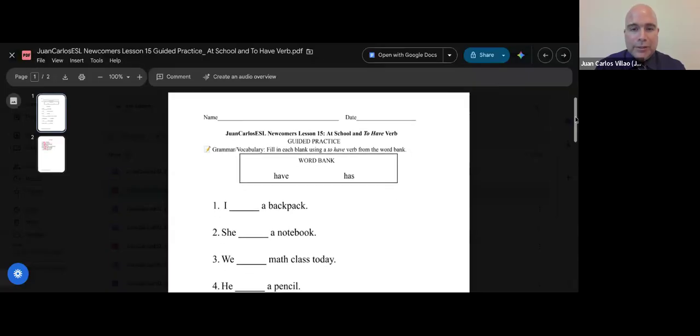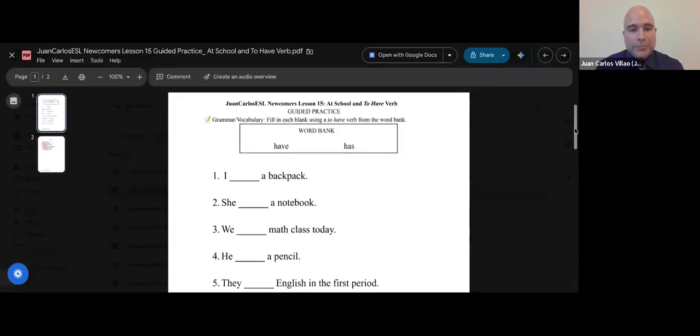So this is JuanCarlosESL, lesson Newcomers, lesson 15, at school and to have verb, guided practice. So this includes both grammar and vocabulary. Fill in each blank using a to have verb from the word bank. And then the word bank has have or has, just like we saw in the lesson presentation.